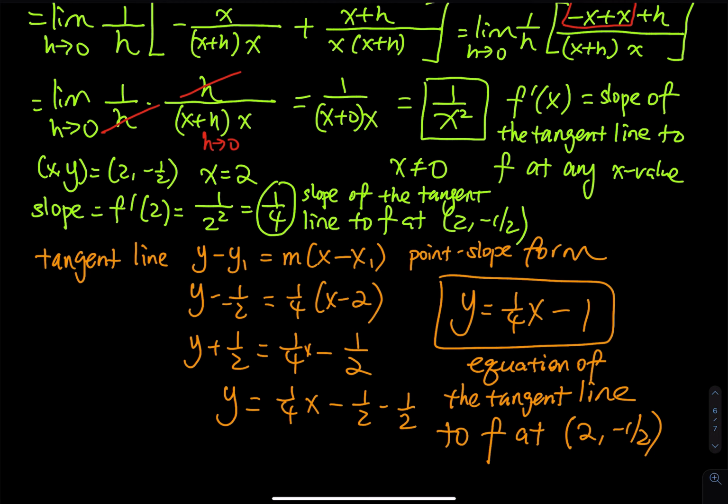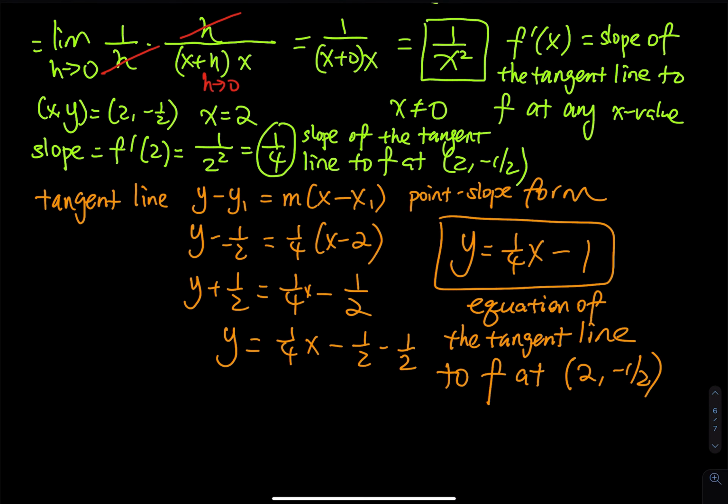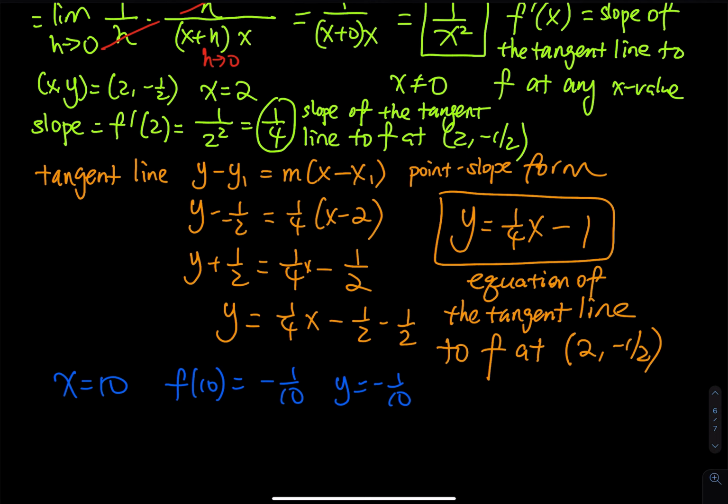Now, you might ask me, what if I have another point? Let's say x equals 10. Do we still have the same tangent line? The answer is no. When x is equal to 10, you don't have the same tangent line. When x is equal to 10, f of 10 is equal to negative 1 over 10, so y is equal to negative 1 over 10. And then the slope, you have to plug it in, f prime of 10. That is 1 divided by 10 squared, which is equal to 1 over 100.